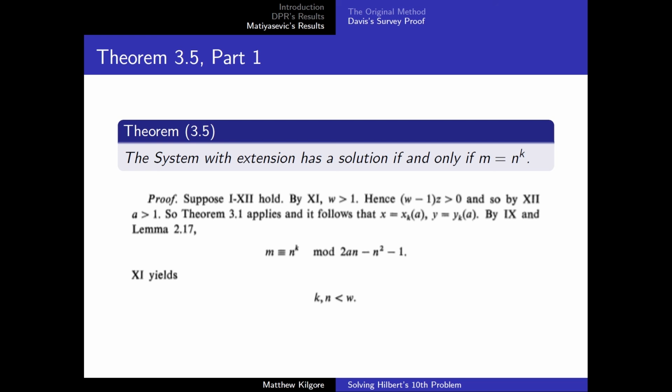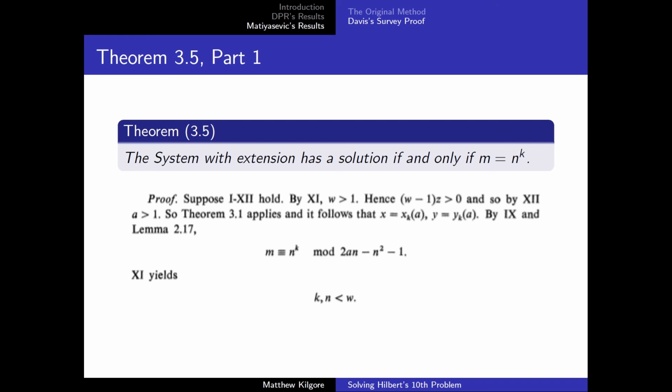12 hold. Then by 11, w is greater than 1. Thus w minus 1 times z is greater than 0. Thus by the 12th one, a is greater than 1. Applied to 3.1, we get that x is x_k of a, and y is y_k of a. Thus by 9 and 17, m is equivalent to n to the k, mod 2an minus n squared minus 1.